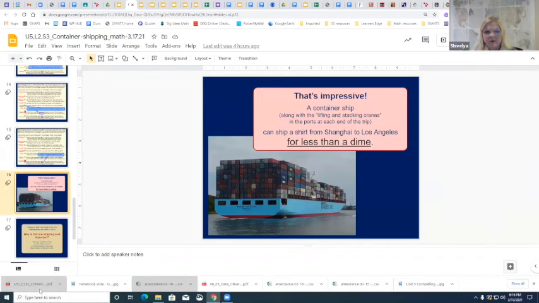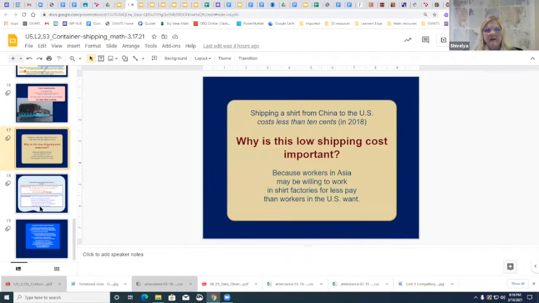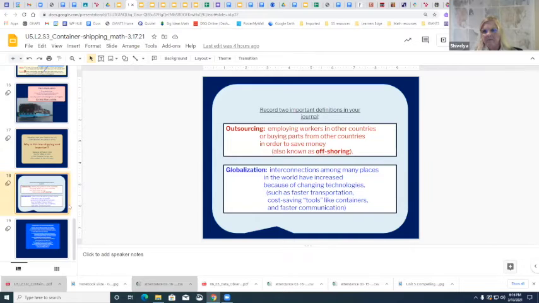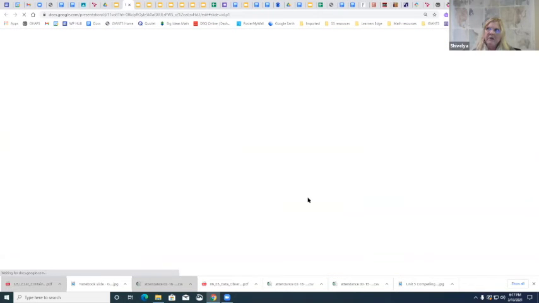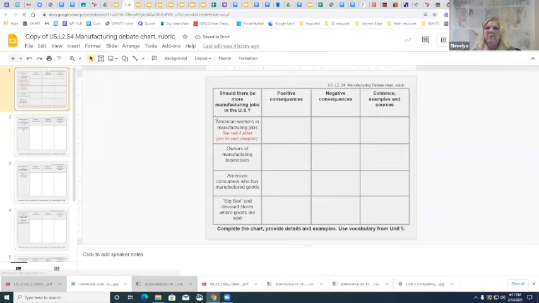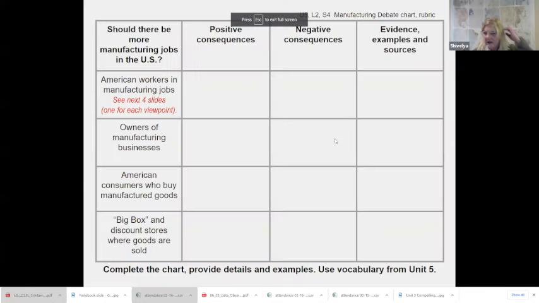And there's just a few more about why is it so low? We talk a little bit more about outsourcing. And then the last thing that we do in this lesson is that we take a look at, we create a discussion or a debate, and it talks about, should there be more manufacturing jobs in the United States? And it's not a simple question to answer.